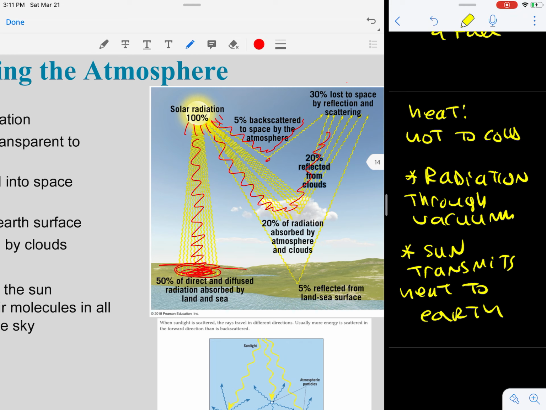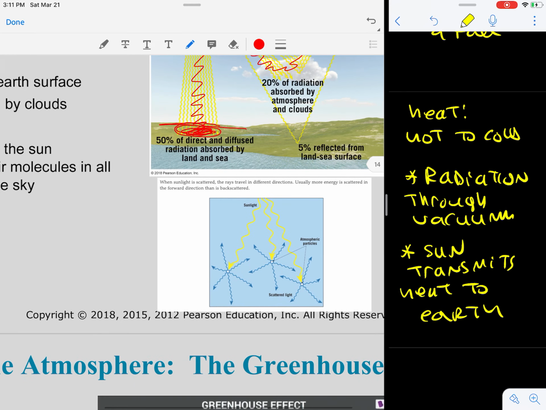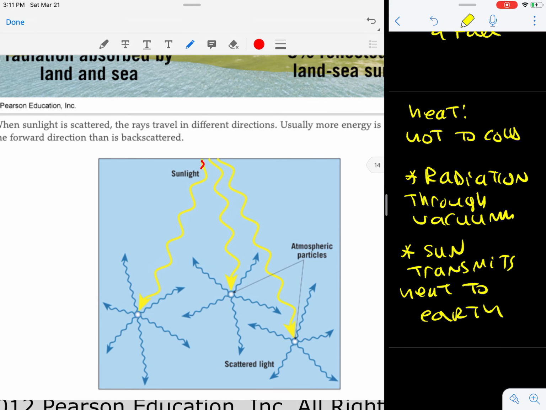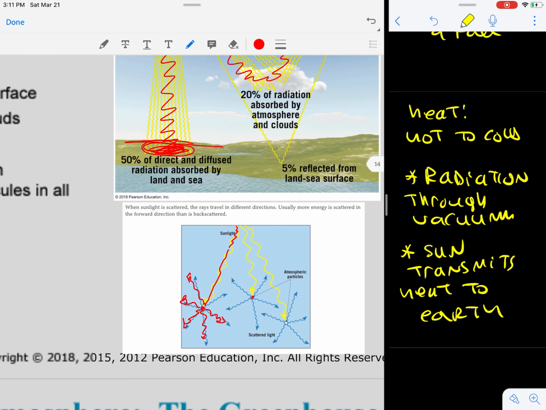And let's go back to this idea of what happens to the sun's light when it hits the atmosphere. The sun sends its light, and as the light interacts with air molecules, it bounces the blue light in every direction. Because of that, the blue light pervades the sky, and that's what makes the sky look blue.